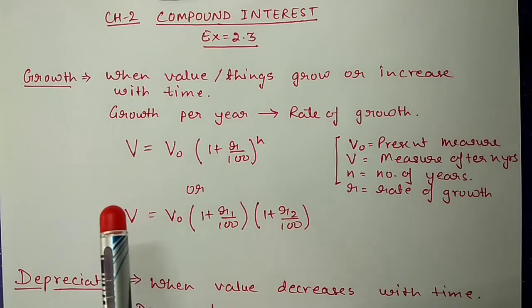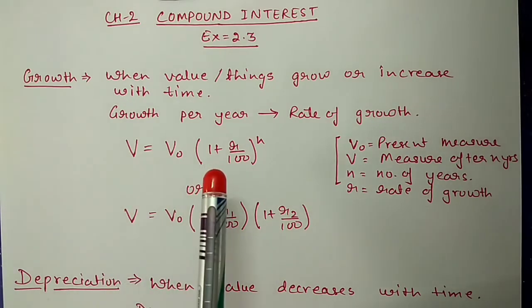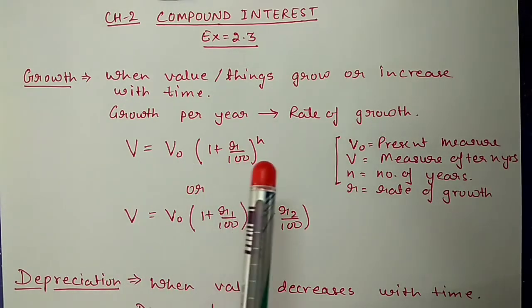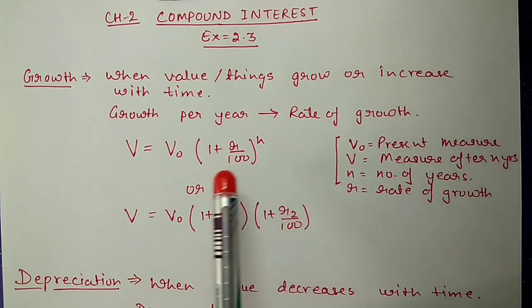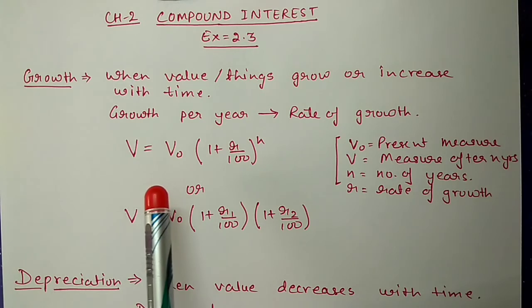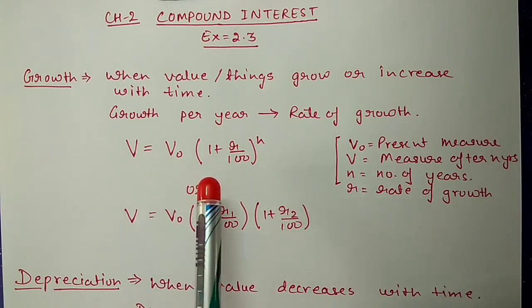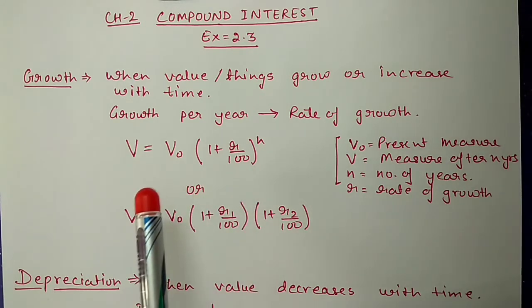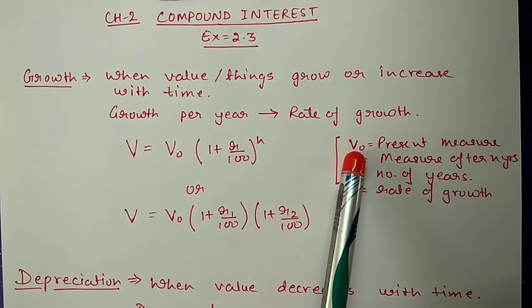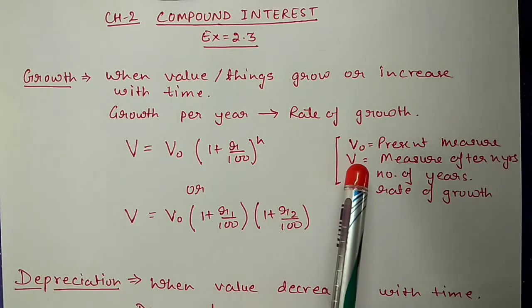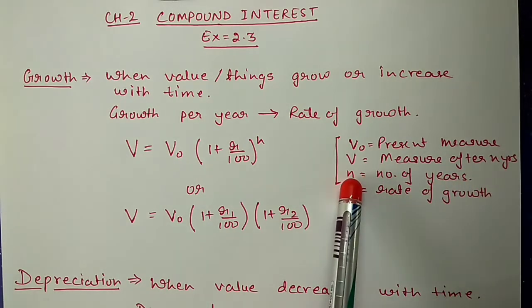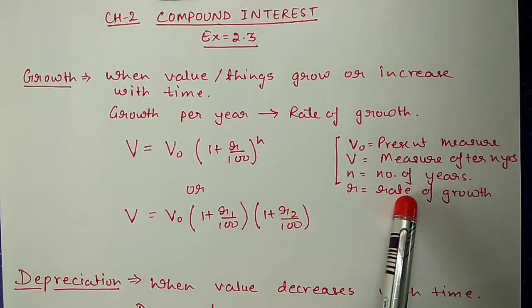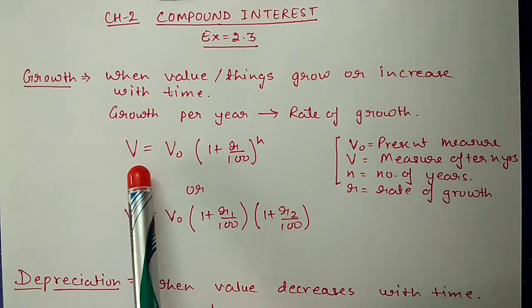For example, if you have purchased gold or land, in both cases you will observe that the value will increase after certain years. So, we have a formula here to find the measure of value after certain years. If V naught is the present measure of value, V is the measure of value after n years, n is the number of years and R is the rate of growth, then we can find the measure of value after n years with this formula.